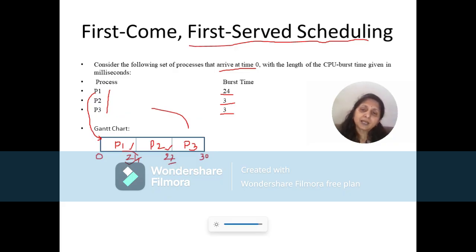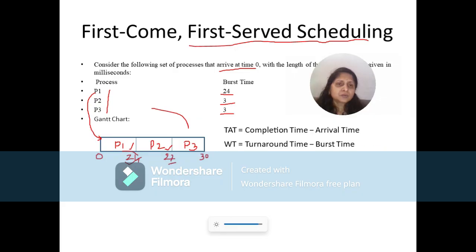Now we have to calculate the average turnaround time as well as the average waiting time. Before we calculate, let us see what the formulas are. What is the formula of turnaround time? Process completion time minus process arrival time. And the formula of waiting time is the turnaround time of the process minus the burst time of the process. Let us calculate the turnaround time of each and every process and then the average turnaround time. Along with that we will calculate the waiting time of each and every process and the average waiting time.